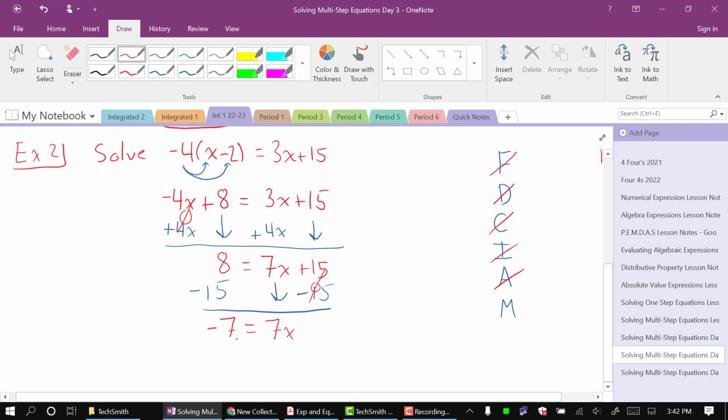So I'm almost done. I want to undo the multiplication or division. In this problem, it's multiplying. So I'm going to divide both sides by 7. 7 divided by 7 is just 1. -7 divided by 7 is -1. So the solution to this equation is -1.